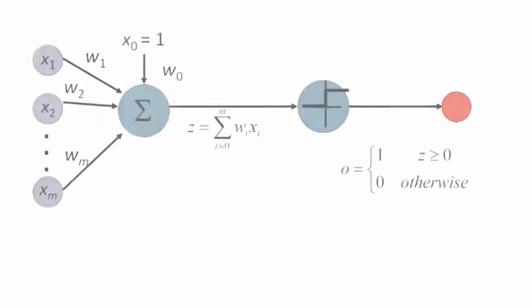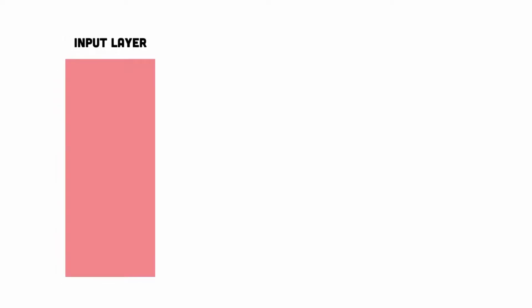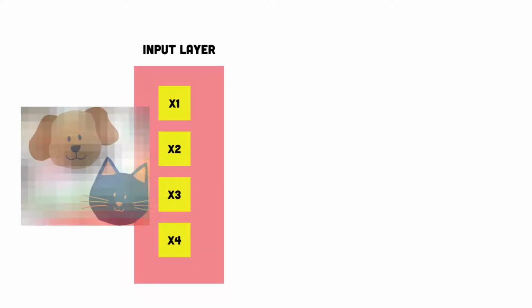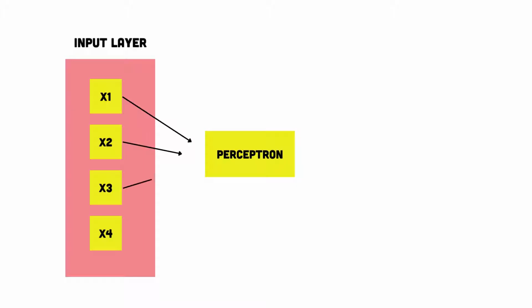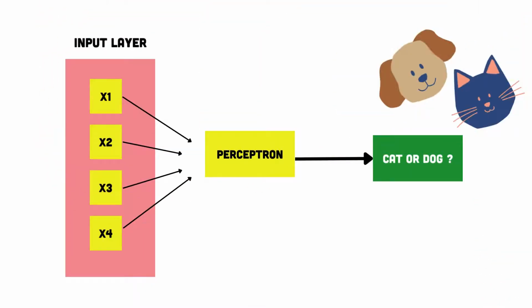Now, let's get into how a perceptron actually works. Here's a quick breakdown of its main components. The first component is the input layer. For example, if we want to classify the image as a cat or dog, the input will be image pixels. An image has thousands of pixels. For simplicity, we only have 4 pixels shown as x1, x2, x3, and x4. We are feeding our inputs into Perceptron, and it will tell us, is it an image of a cat or dog?